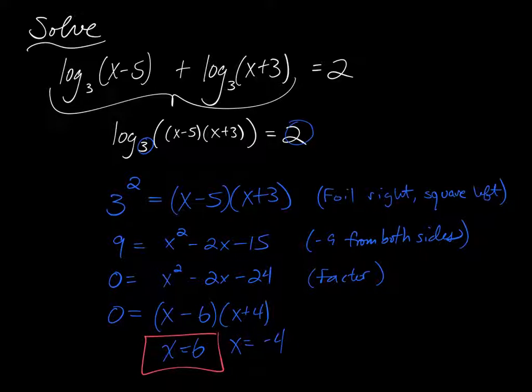Now let's try negative 4. If I substitute negative 4 in for this 1x, negative 4 minus 5 is negative 9. That's a negative argument. All you need is one argument to be negative, and this answer is no good.